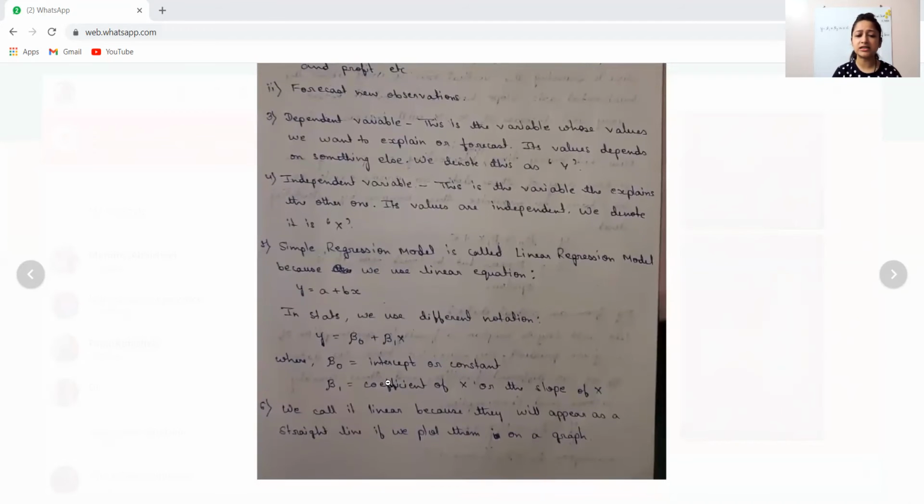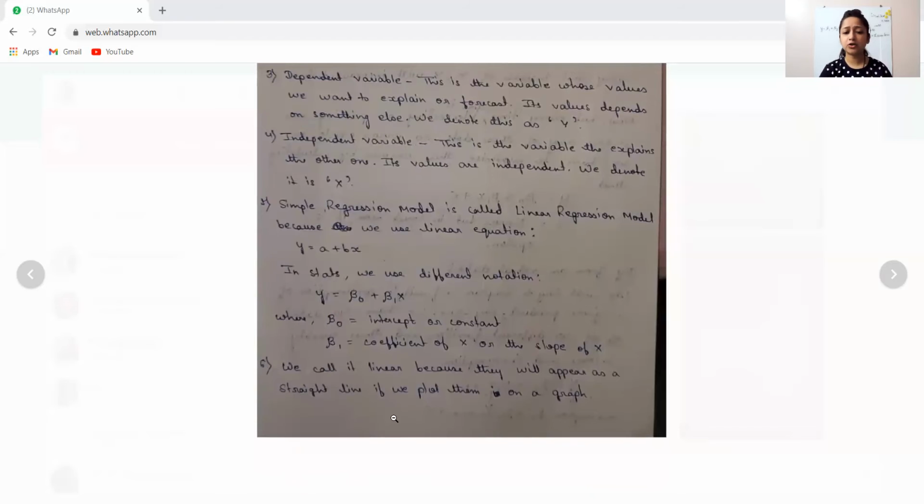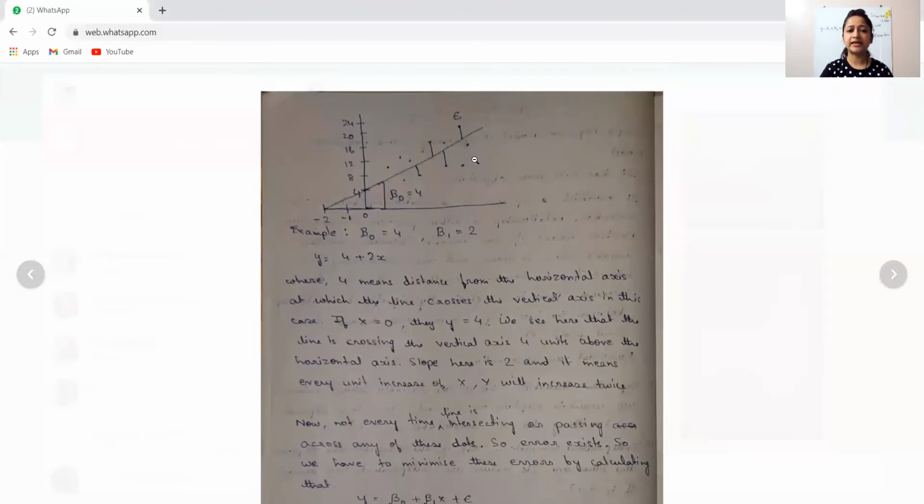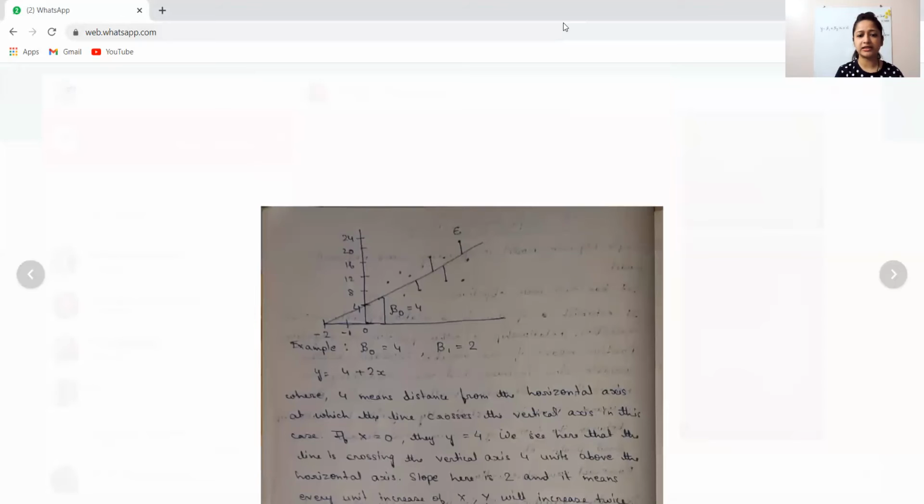Beta 0 is the intercept or constant. Beta 0 is always constant. But beta 1 is the coefficient of x or the slope of x. Coefficient of x means y will always change according to beta 1. Now, we call it linear because it appears as a straight line if we plot it on a graph. Now, it is like this. I am explaining this thing to you. Now, what does this diagram say?